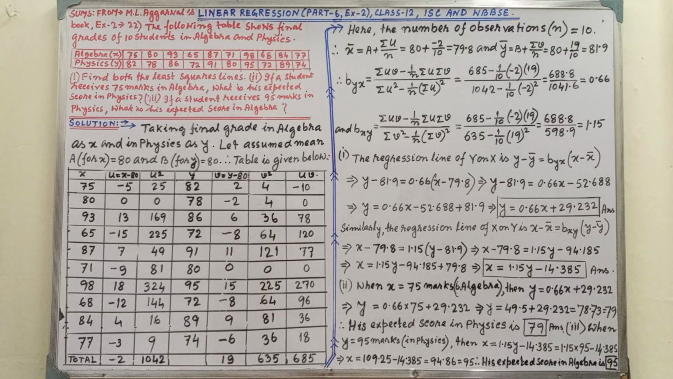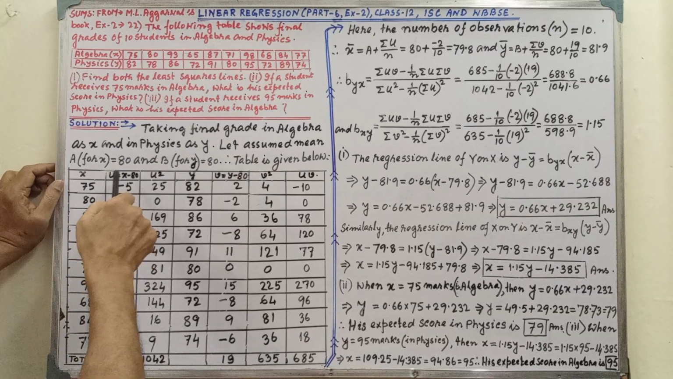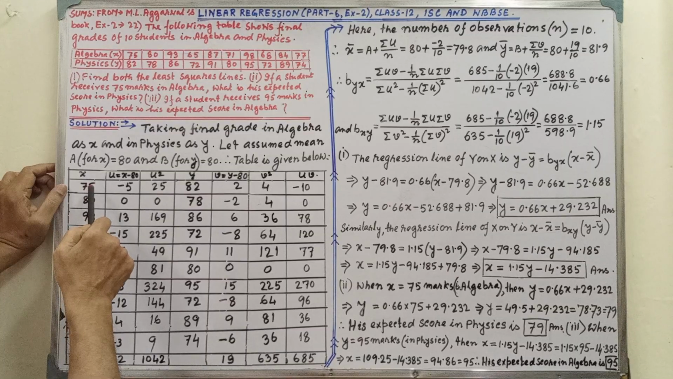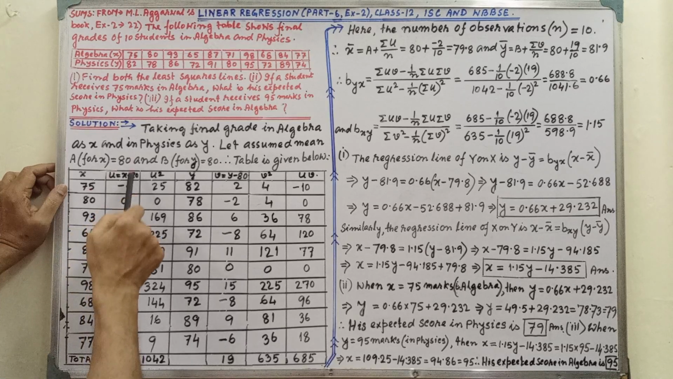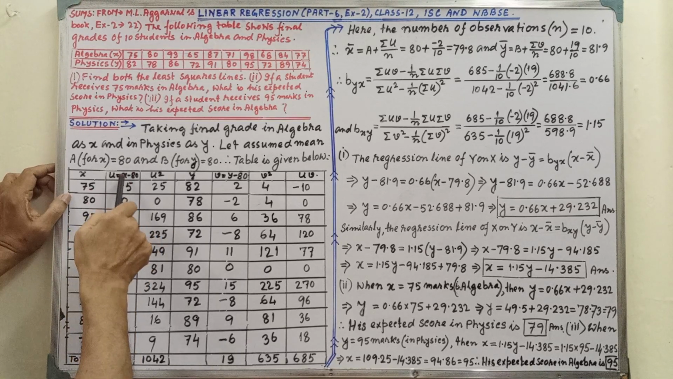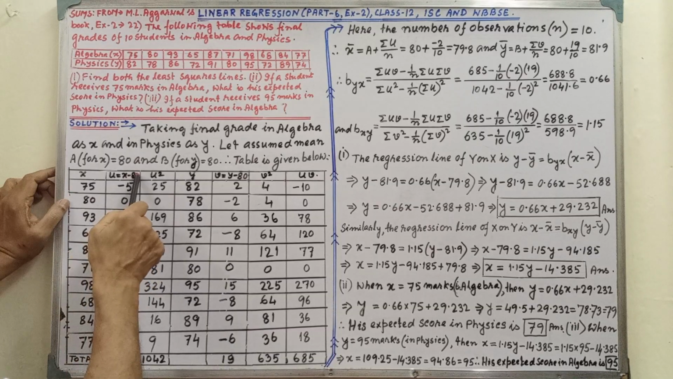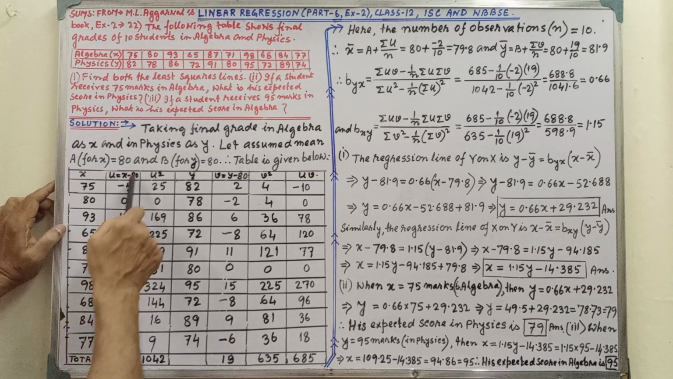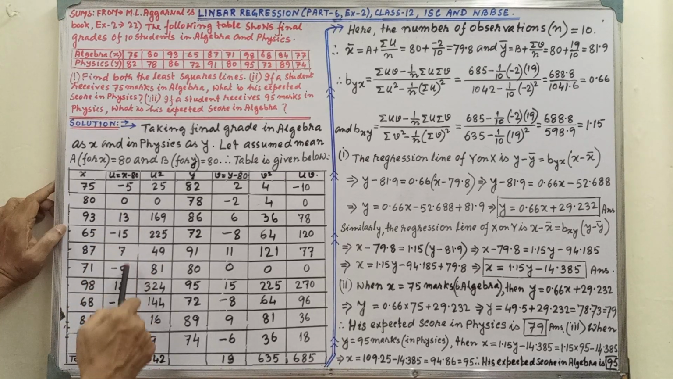Table is given below. You have to make a table. X, you have to write all the values of X, and U equal to X minus 80. Assuming 80, here 75 minus 80, that is minus 5, and here X is 80, assuming 80, so 0. In this way, 93 minus 80, that is 13, 65 minus 80, that is minus 15, 87 minus 80, that is 7, 71 minus 80, that is minus 9. In this way, all the values we are writing here.